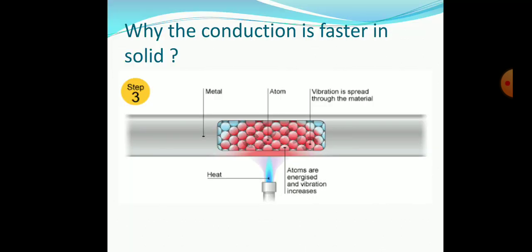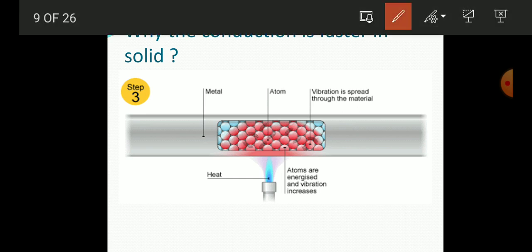Now here, why is conduction faster in case of solids? Students, if a solid is taken, like an iron rod, and you burn one end of the rod, then the heat energy is transferred throughout the rod. Why does this happen? Let us find out.